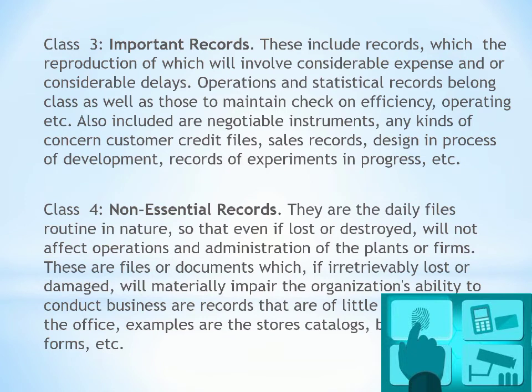So the last is the non-essential records. These are the daily files, routine in nature, so that even if lost or destroyed they will not affect the operation and administration of the plants or firms. These are files or documents which, if irretrievably lost or damaged, will not materially impair the organization's ability to conduct business, or records that are of little or no value to the office. Examples are stores catalogs, brochures, extra forms, etc.